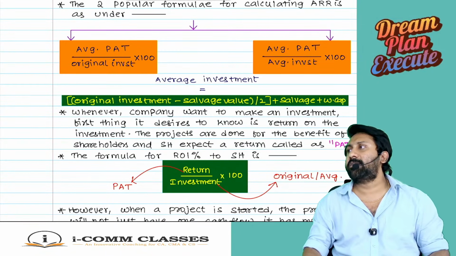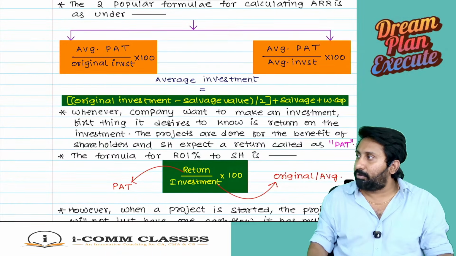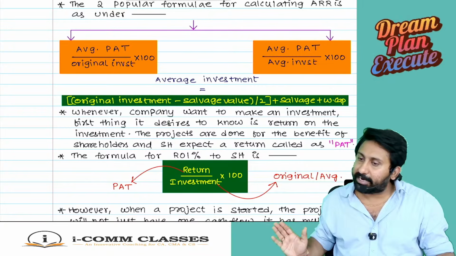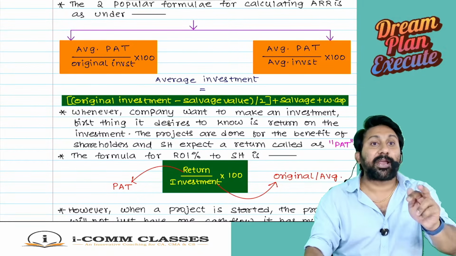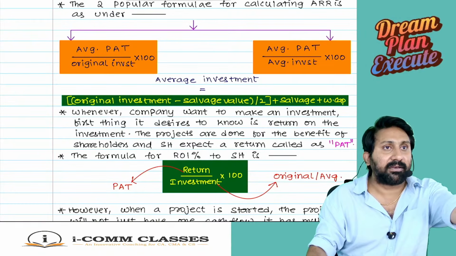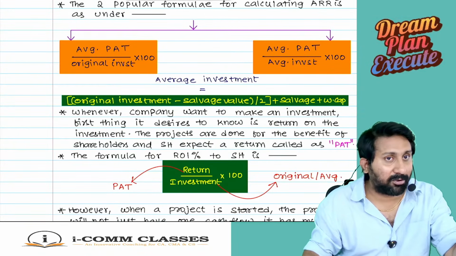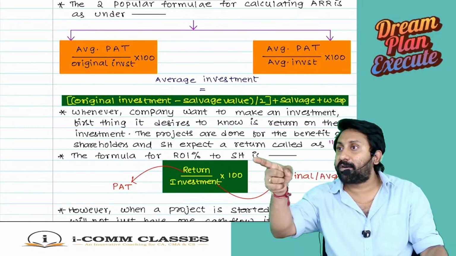Are you listening? What do we have to do with Amazon? Add back. What do we need to add back? The depreciation amount. If you add it back, it comes to somewhere around 2,500 or 2,600 crores profit. That 2,500 is called what? Cash flow.